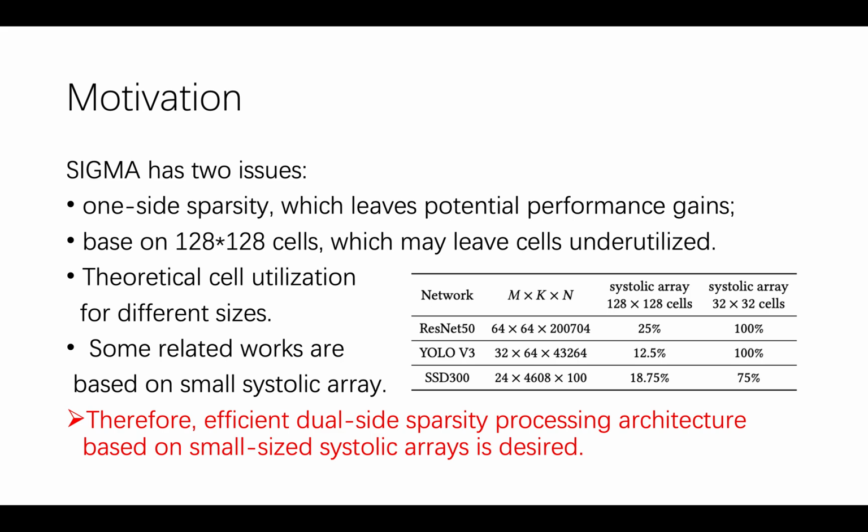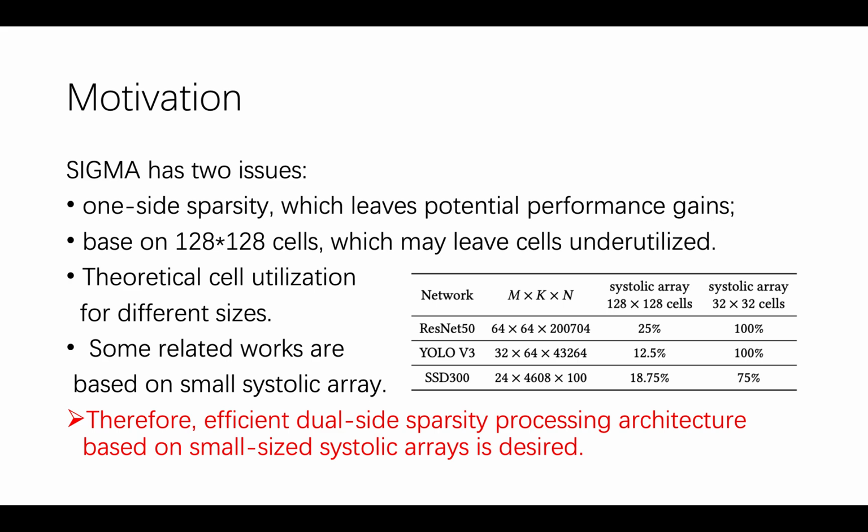However, we found that Sigma still has 2 issues. First, Sigma only supports one-side sparsity, which leaves potential performance gains. Secondly, Sigma bases its architecture on a systolic array with 128 times 128 cells, which may leave cells underutilized. We theoretically analyze the efficiency of some neural networks on systolic arrays with 128 times 128 and 32 times 32 cells.